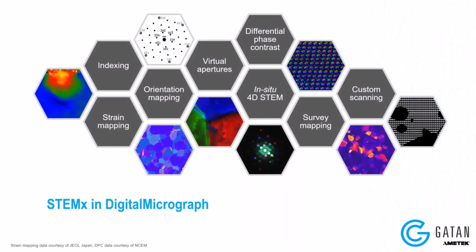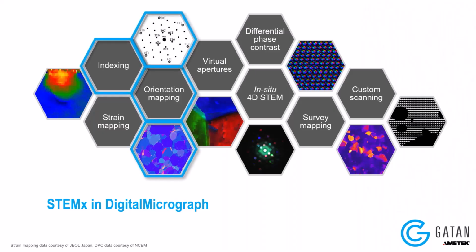In case you're not familiar with STEMx in general, STEMx is our system that we use for collecting 4D STEM data in DigitalMicrograph, and it allows us to do a really wide variety of analysis techniques in DigitalMicrograph, such as virtual aperture imaging, differential phase contrast imaging, and strain mapping. Those were the original features built into 4D STEM data analysis in DigitalMicrograph. And then in recent times, we've added also in situ 4D STEM data acquisition.